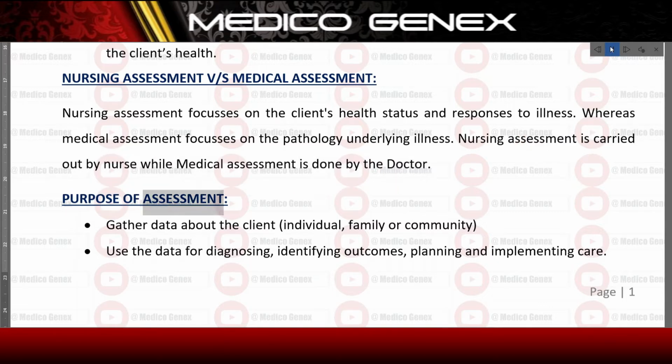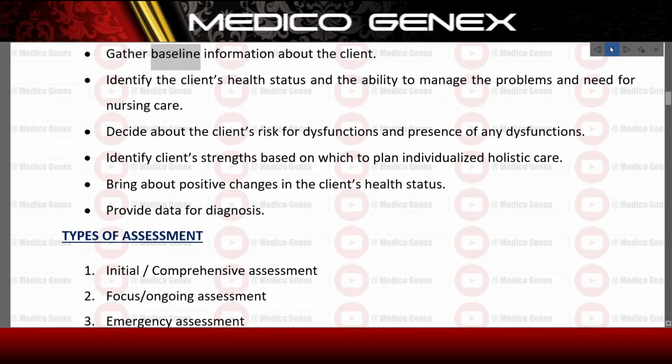Purpose of assessment. Gather data about the client, individual, family or community. Use the data for diagnosing, identifying outcomes, planning, and implementing care. Gather baseline information about the client. Identify the client's health status and the ability to manage the problems and need for nursing care.